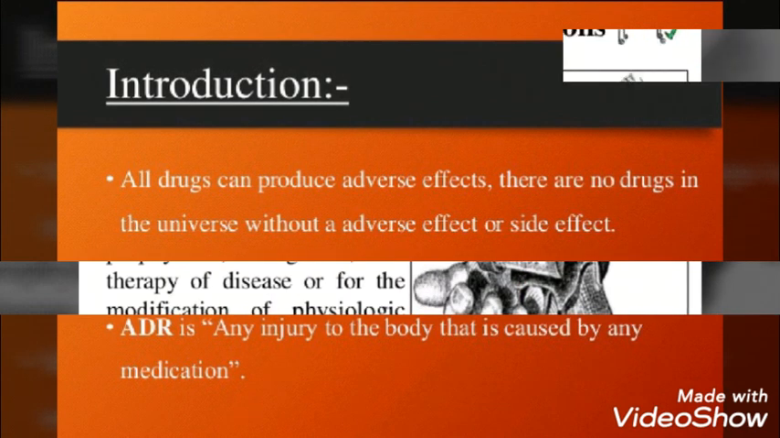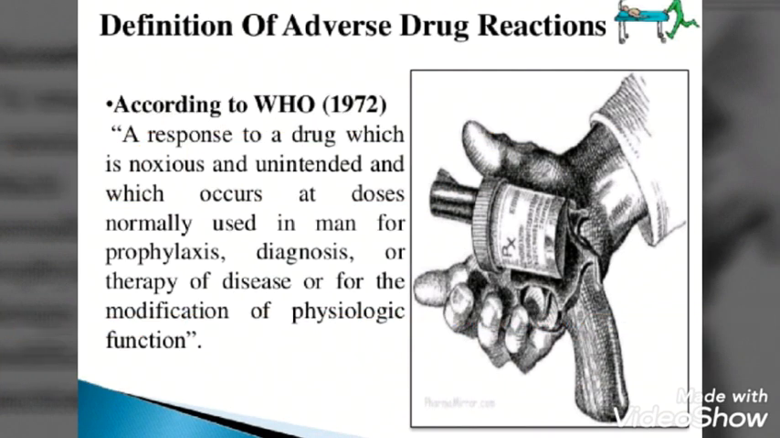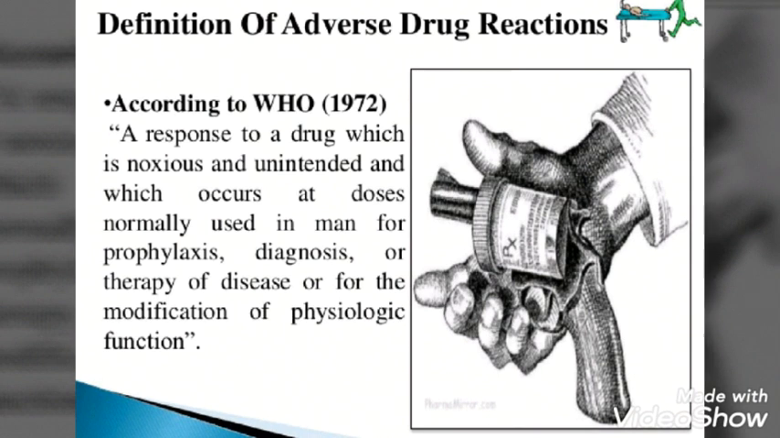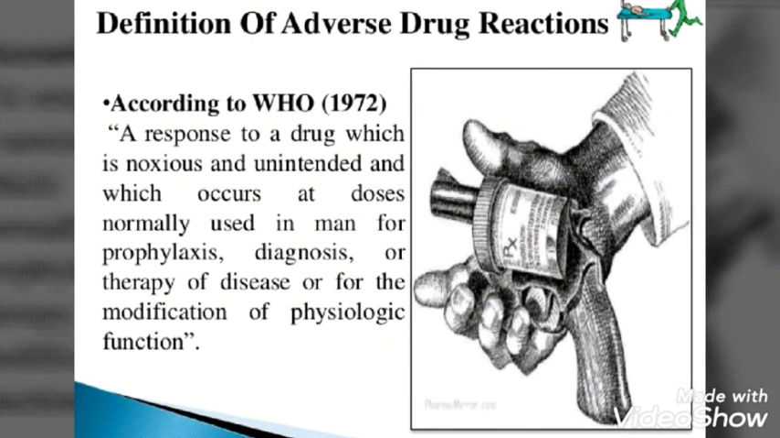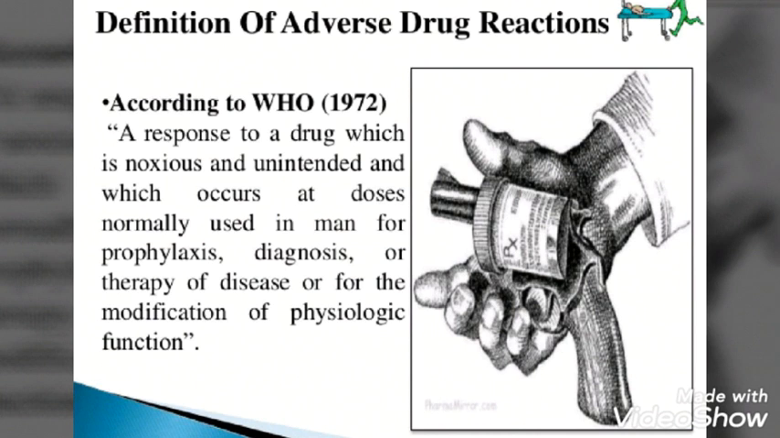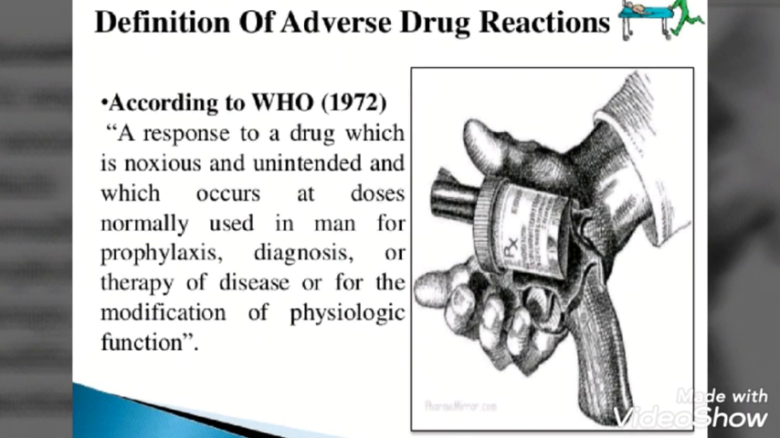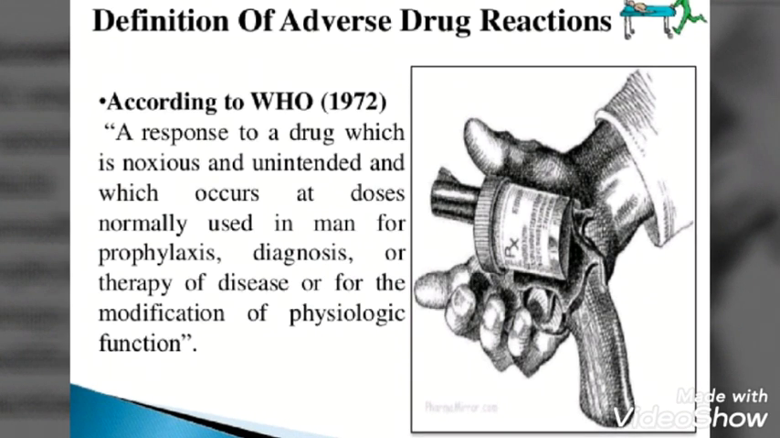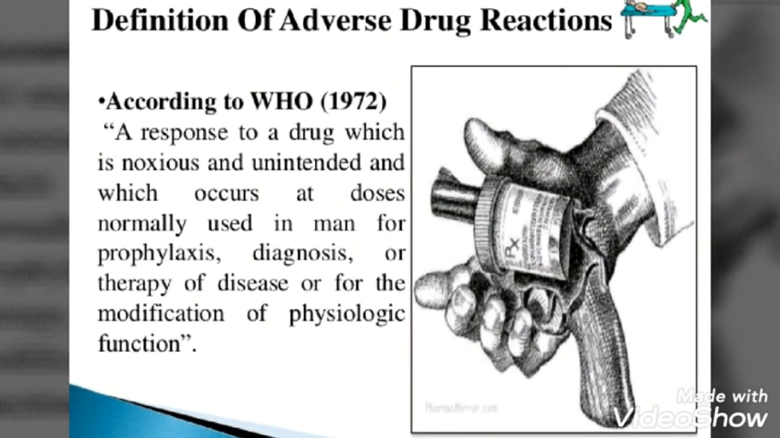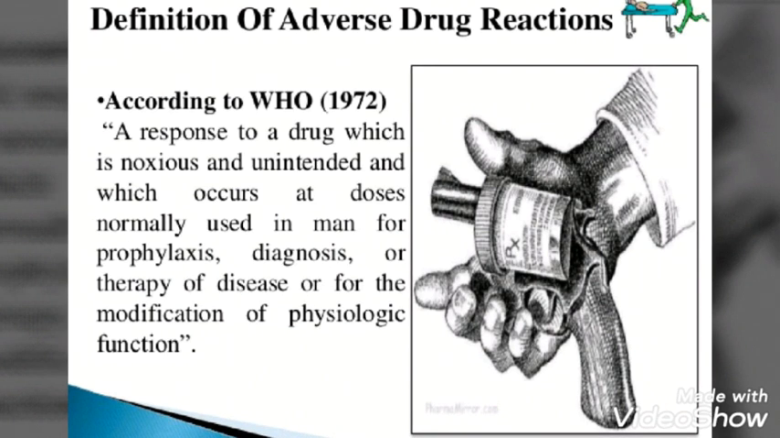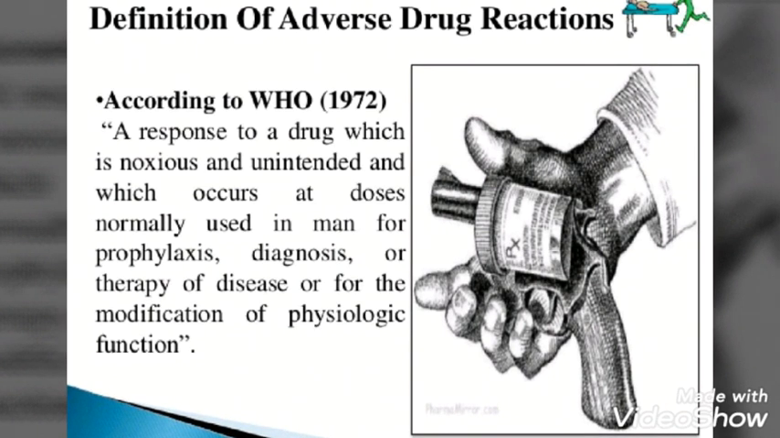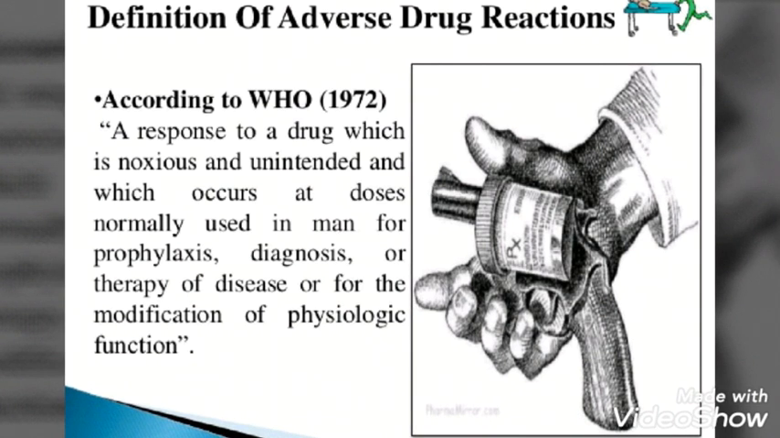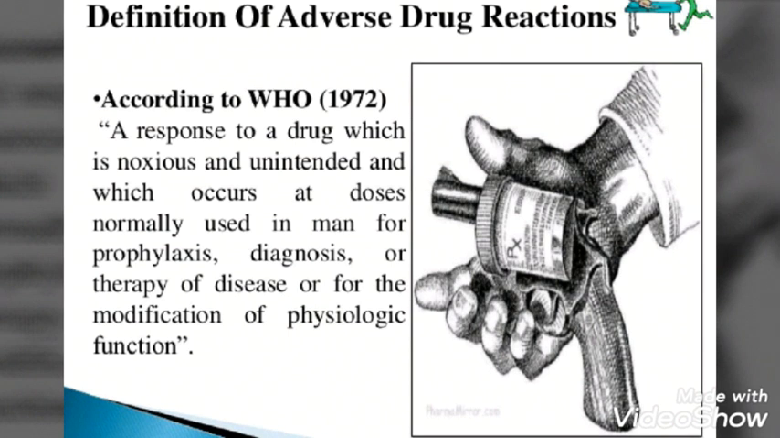Now let's see the definition. This definition is given by WHO. So the definition is a response to a drug which is noxious and unintended and which occurs at doses normally used in man for prophylaxis, diagnosis or therapy of disease or for the modification of psychologic function. So any drug which is given to the normal human being for the functioning, or you can say for the treatment, but has any adverse effect or side effects, that is known as adverse drug reaction.